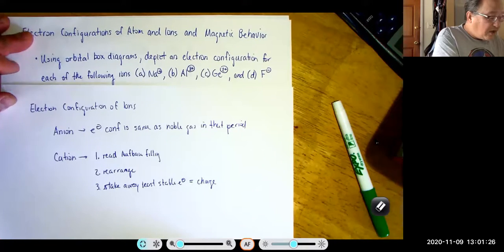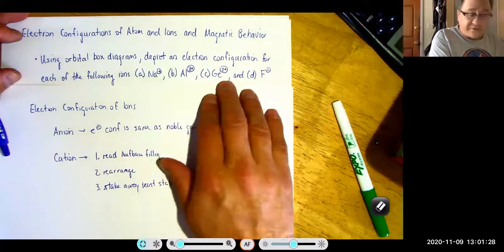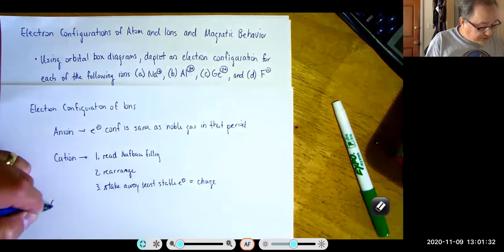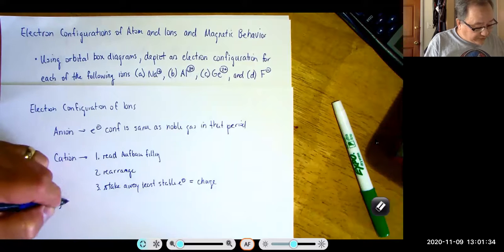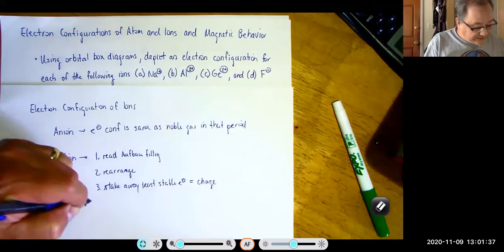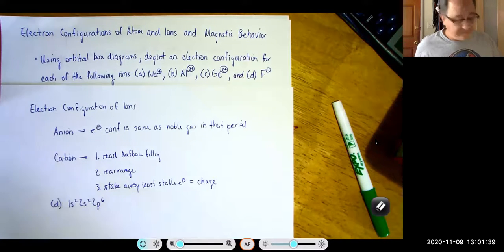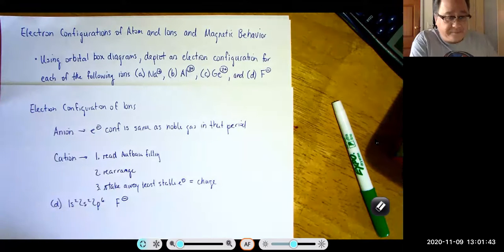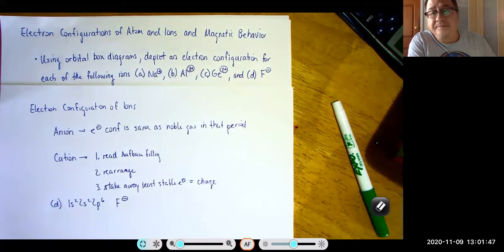So these are all cations until we get to fluorine. So let's do fluorine first, which is D. Fluorine is 1s2, 2s2, 2p6, which is the same as neon. And I should say that's fluoride ion. Any questions about the anion? Are we good on the anion?